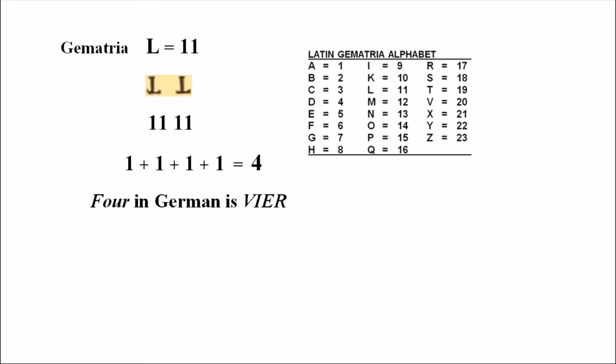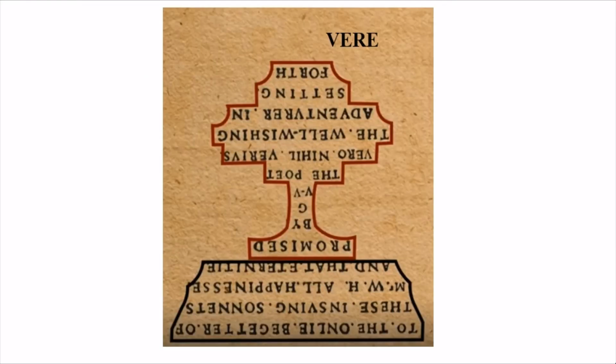Thing is, the dedication outlined is a funeral urn. L is equal to 11, and the characters are printed next to each other. Putting their number values side by side, there's 4 1s. Simply adding them in order, 1 plus 1 plus 1 plus 1 equals 4, and 4 in German is Vere. Turned right side up, this is Edward de Vere's funeral urn, his name Vere encoded in the initials.